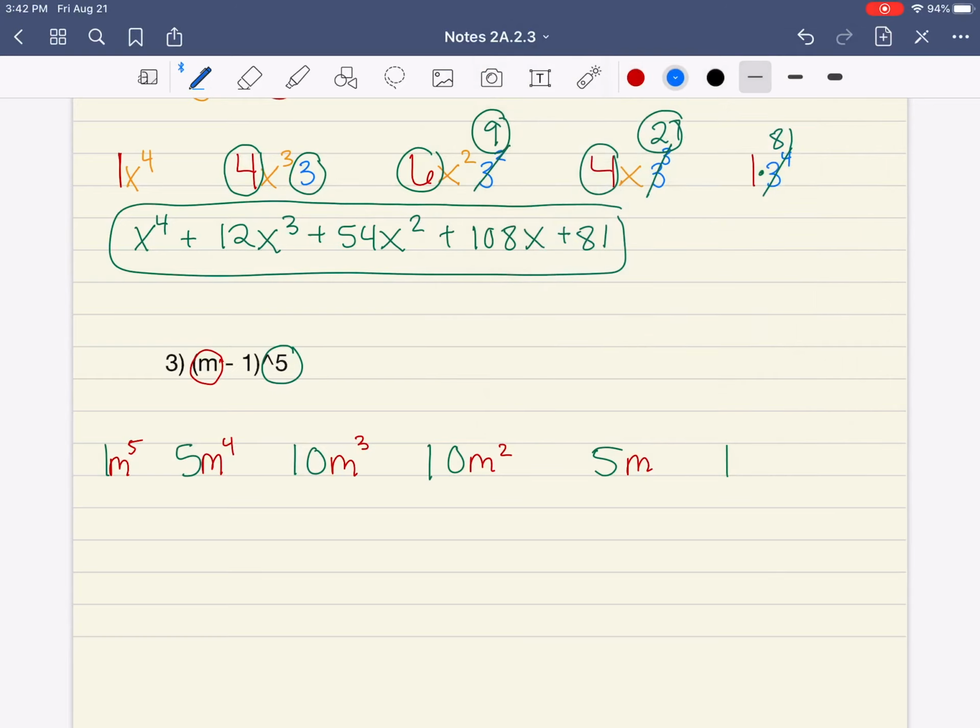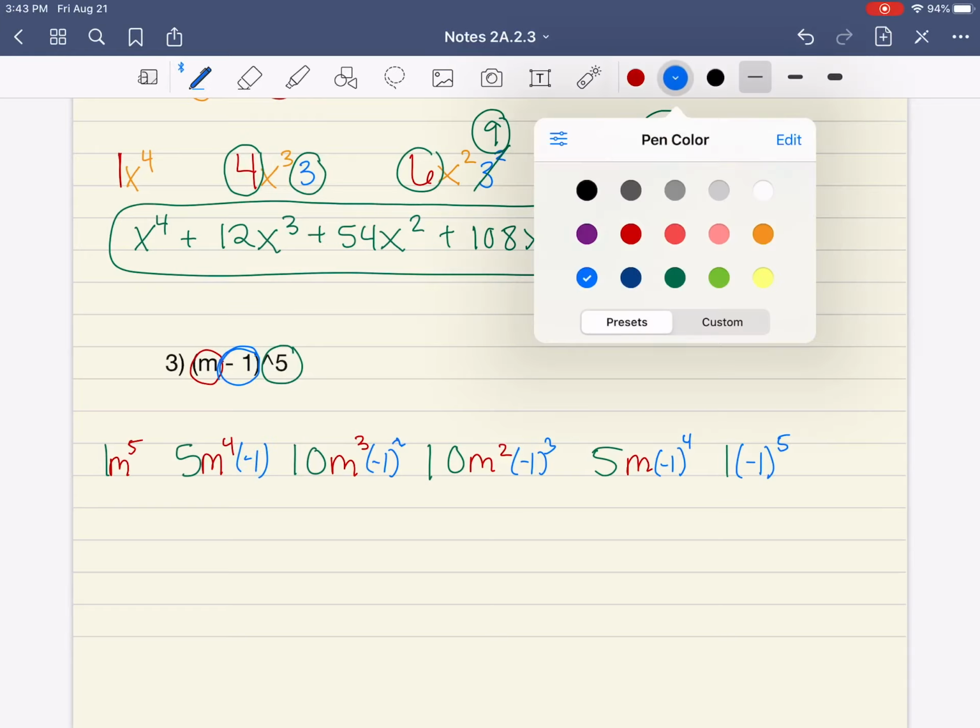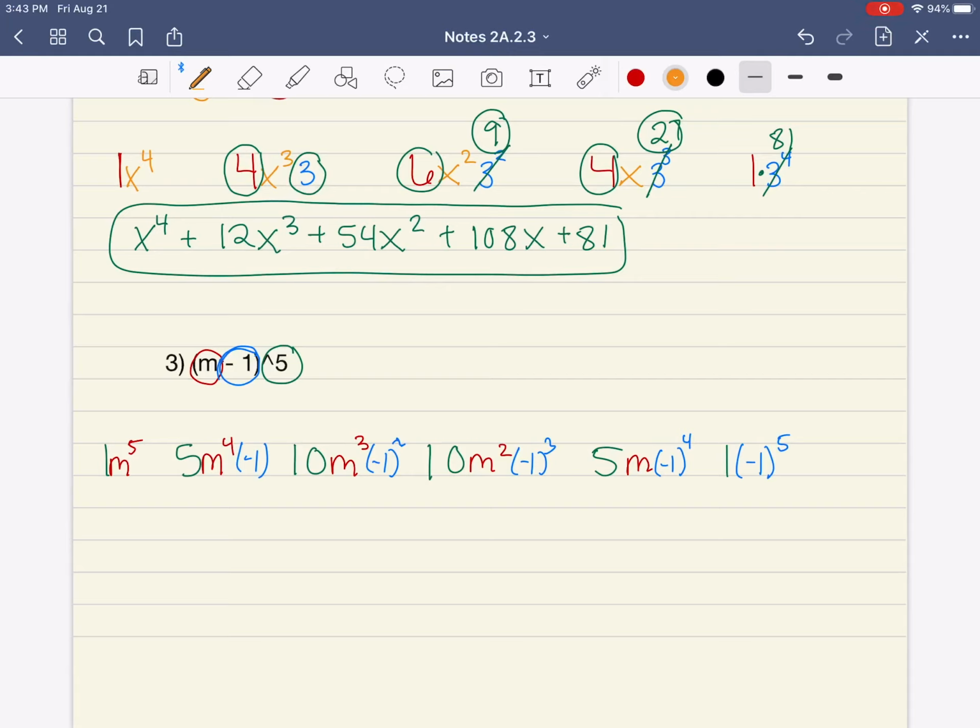Then we're going to work with our second term, which notice how all the other problems I didn't actually take the sign with it, but this one has a negative in between. So I am going to use that negative sign. So on the end it's going to be negative 1 to the power of 5, negative 1 to the power of 4, negative 1 to the power of 3, negative 1 squared, and negative 1. All right, so you guys are going to see what happens when we have a negative in between our binomial, that minus in between the m and the 1.